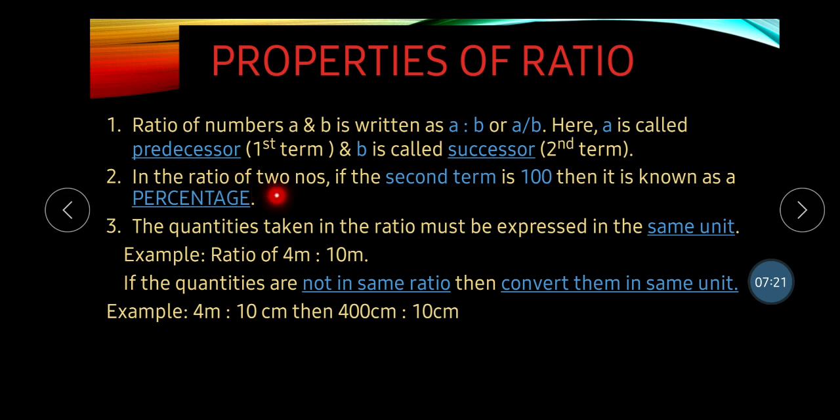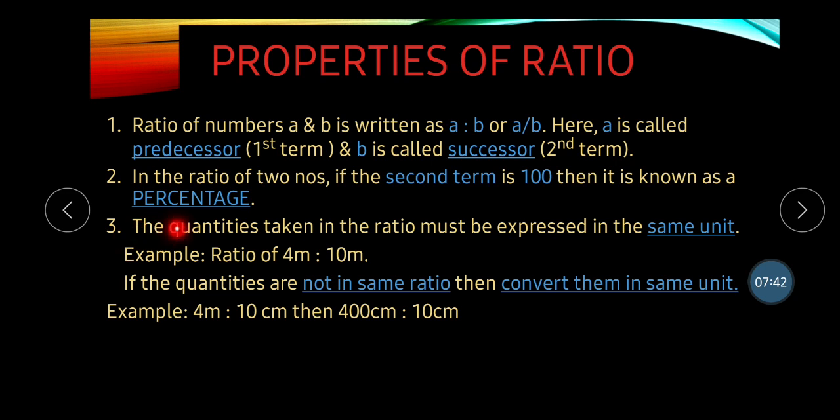Second property, the ratio of two numbers. In the ratio of two numbers, if the second term is 100, then it is known as percentage. Obviously, students, anything we write in percentage, it will be upon 100. So, it is called percentage.